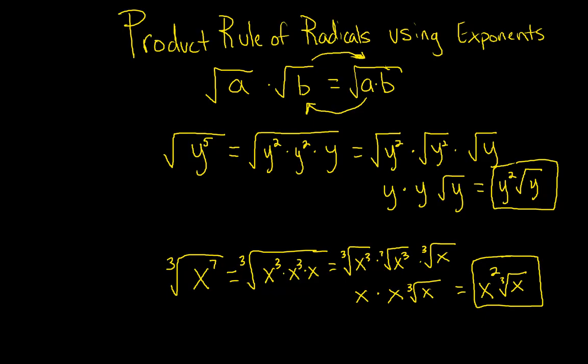So again, use that product rule of radicals to your advantage to go both directions in order to simplify any expression containing a radical and variables.